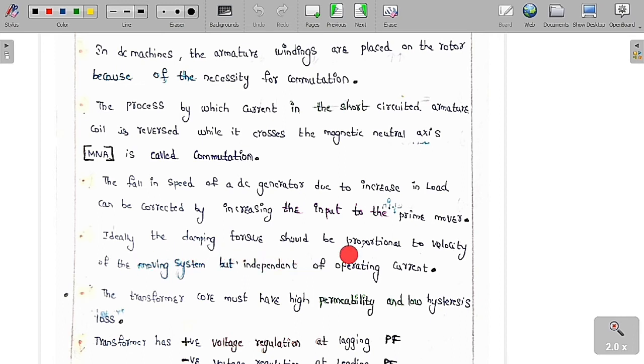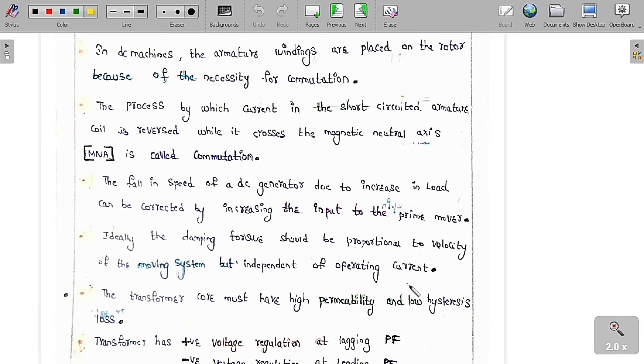Ideally, the damping torque should be proportional to the velocity of the moving system, but independent of the operating current. This is a very important point, a very important statement.